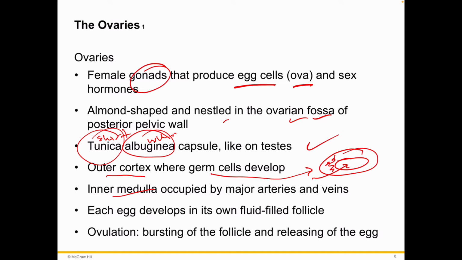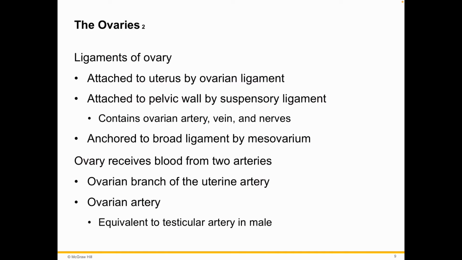Each egg is going to develop into its own fluid-filled follicle, which is a supportive surrounding. Ovulation is the bursting of the follicle and the subsequent releasing of the egg, and the follicle is going to stay behind, and that's going to have some more detail to it. So don't give up on the follicle, but the egg is going to travel down through the uterine tubes into the uterus.